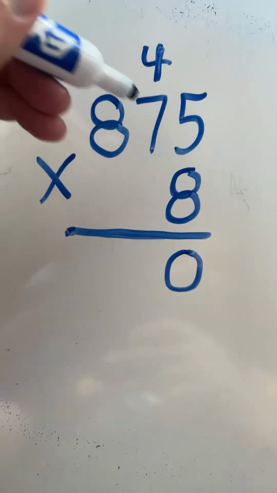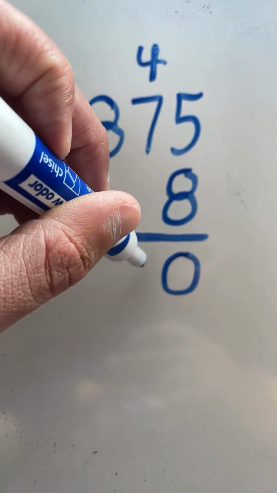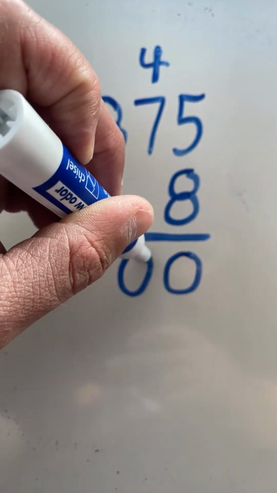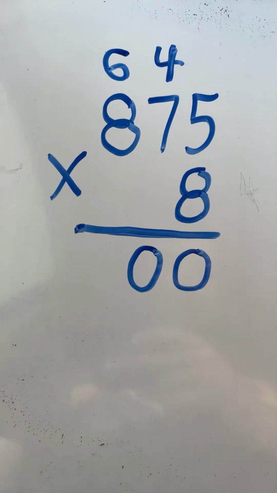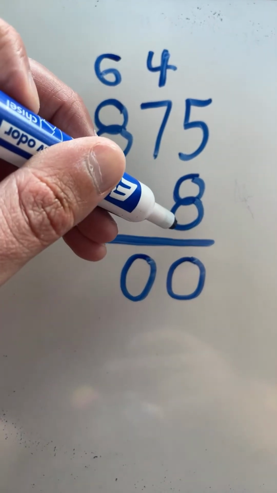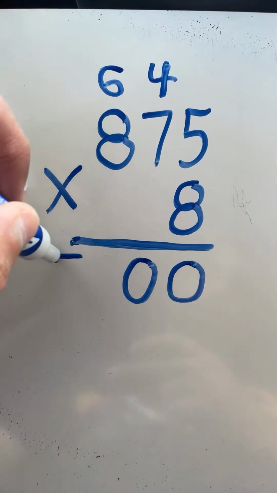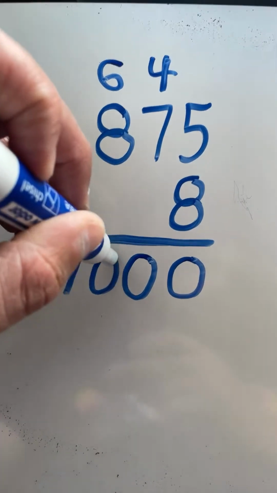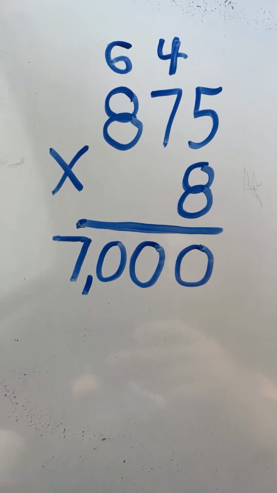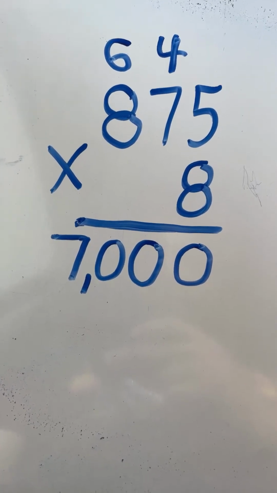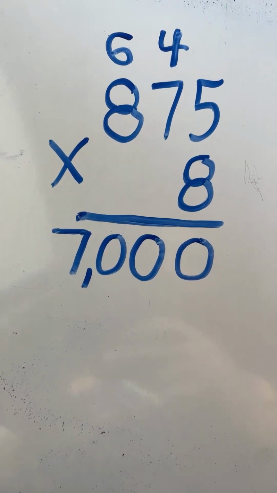7 times 8 equals 56, plus 4 equals 60. So again, we got to regroup. The 0 in 60 goes in the tens place. The 6 gets carried over to the hundreds place. 8 times 8 equals 64, plus 6 equals 70. And we have our final answer, 875 times 8 equals 7,000.